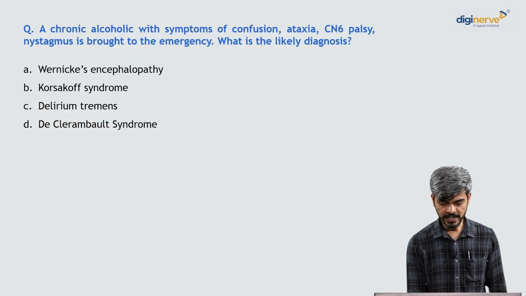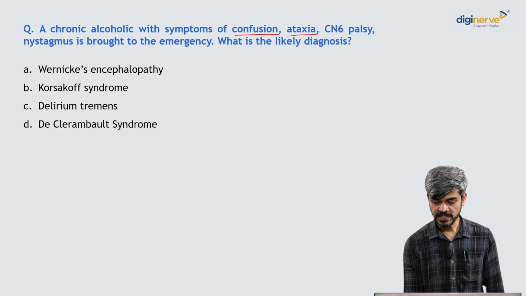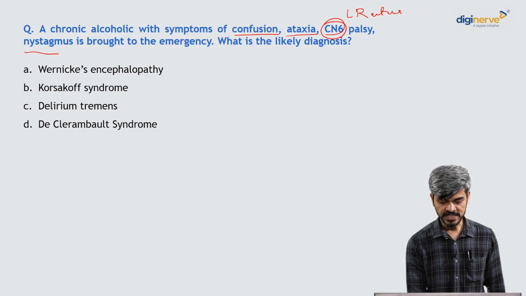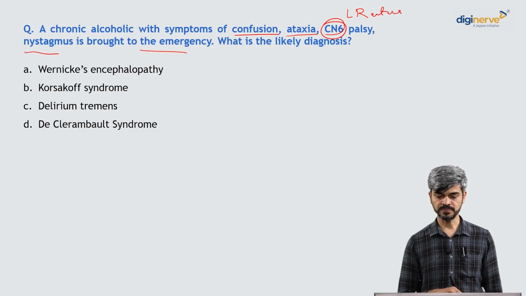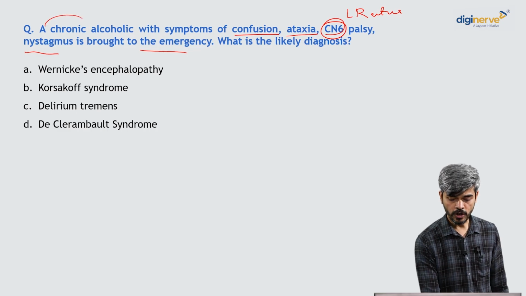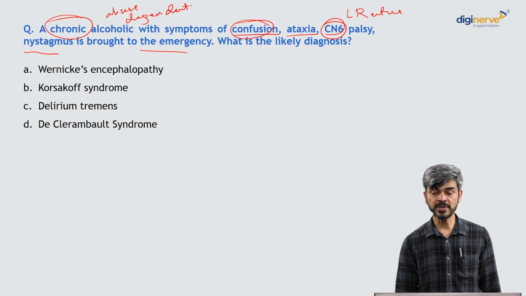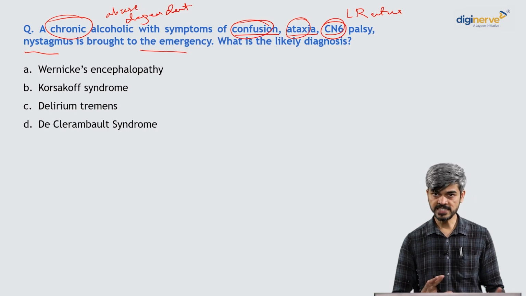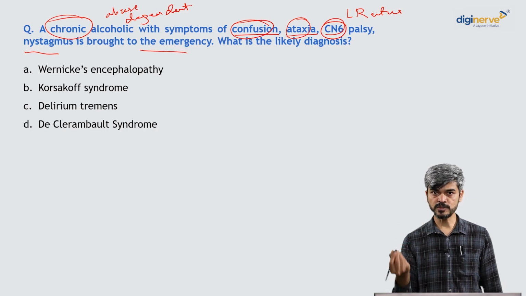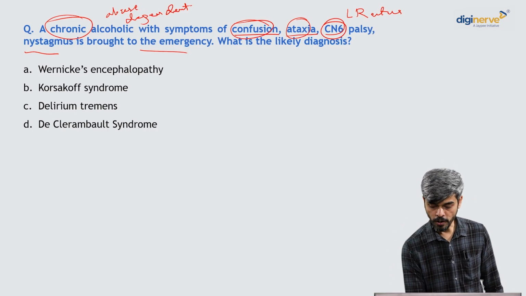A chronic alcoholic with symptoms of confusion, ataxia, abducent nerve palsy, lateral rectus palsy, correct? Lateral rectus palsy and nystagmus is brought to the emergency. What is the likely diagnosis? So this person is a chronic alcoholic, so is probably abusing alcohol or he is dependent on alcohol, right? And has developed altered sensorium, confusion, ataxia, unsteady gait, and also lateral rectus palsy, okay? So it has developed ophthalmoplegia, correct?